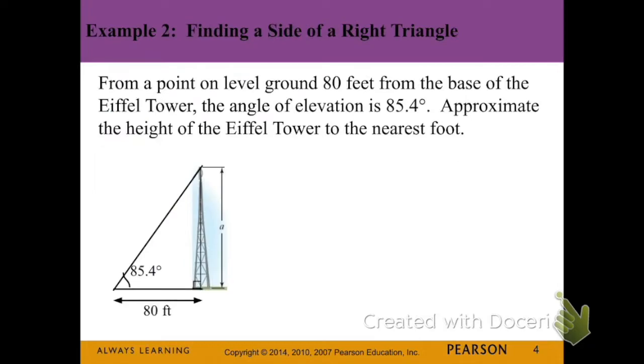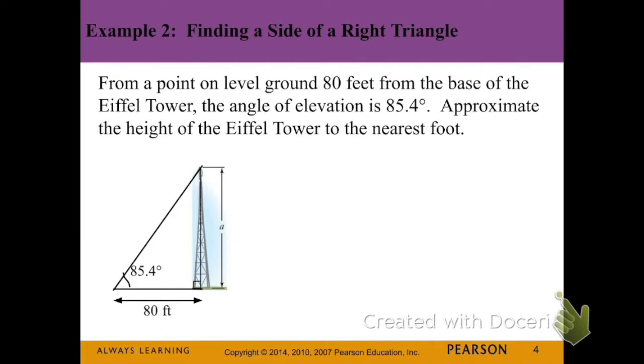Example 2, finding a side of a right triangle. From a point on level ground 80 feet from the base of the Eiffel Tower, so down at the base of my triangle I have 80 feet, the angle of elevation is 85.4 degrees. Remember, angle of elevation is where we're looking up at the top of something. So this is like looking up at the top of the Eiffel Tower. Approximate the height of the Eiffel Tower to the nearest foot.